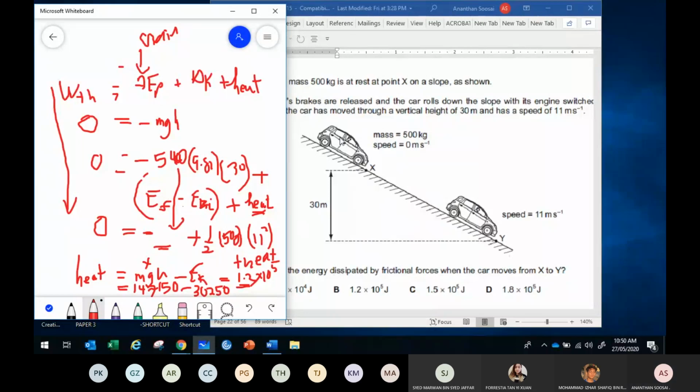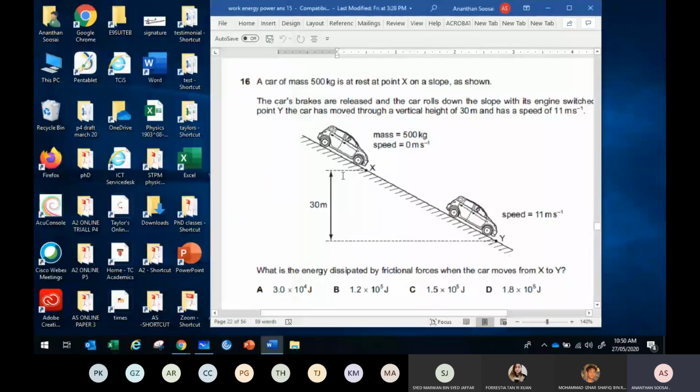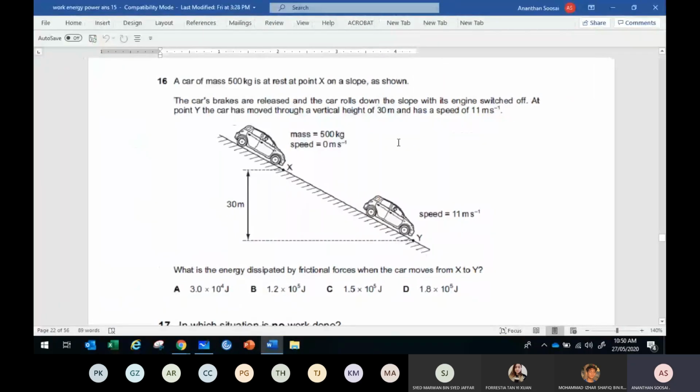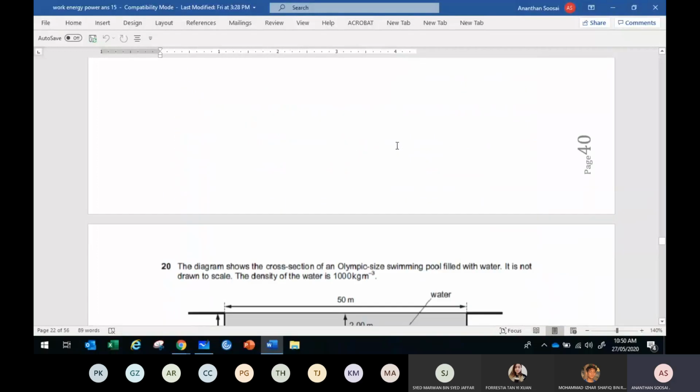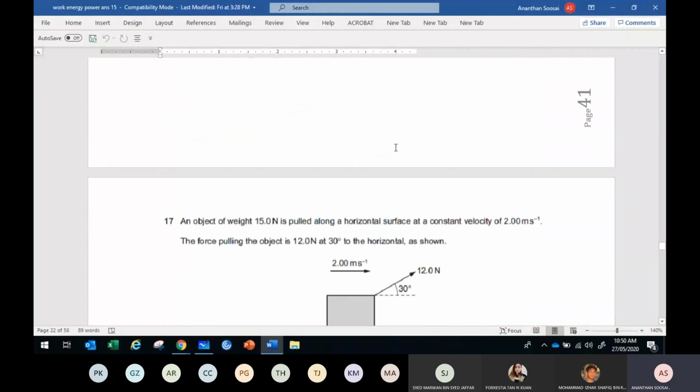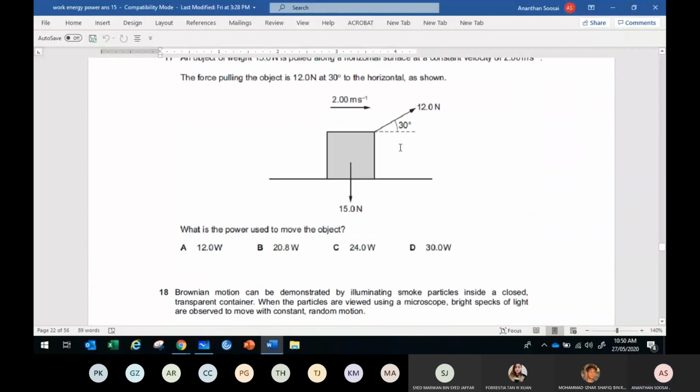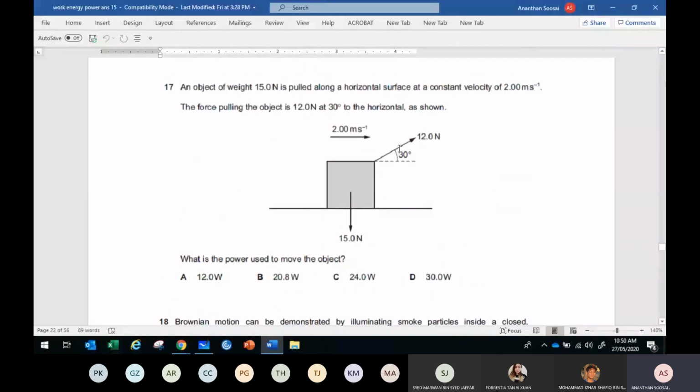Okay, any questions from here? No? Okay, let's move on. Another question. This one is 17, page 42.